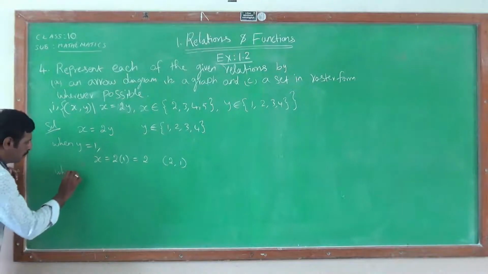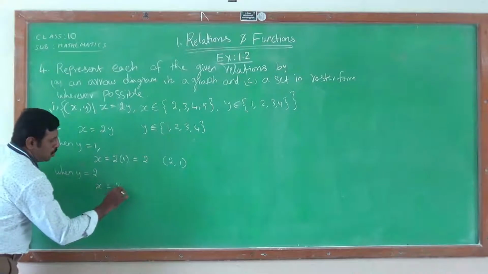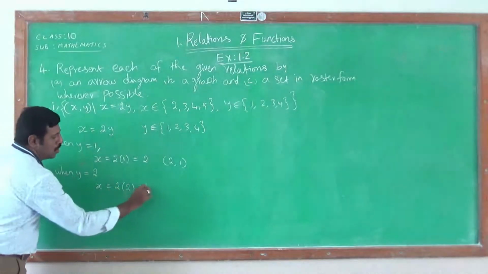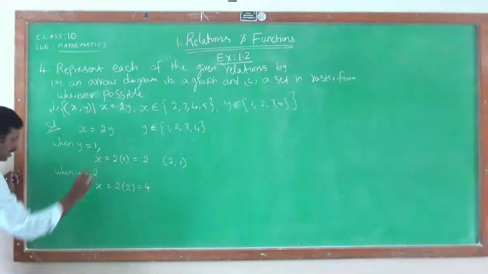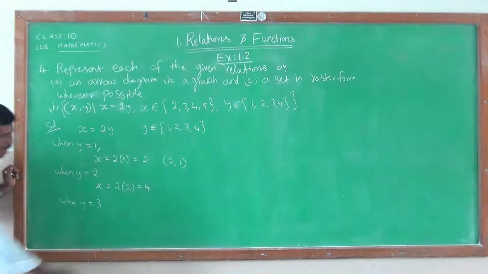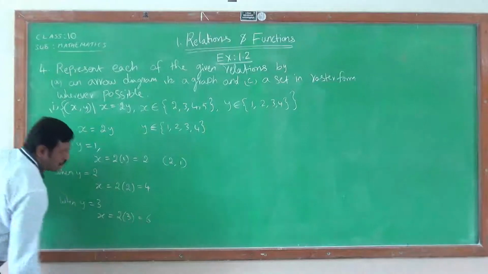Then when y is equal to 2, x is equal to 2 into 2. In the place of y, apply the value 2. Right? 2 into 2 is 4. And then when y is equal to 3, x is equal to 2 into 3, which is 6.